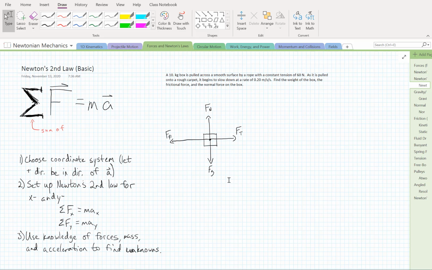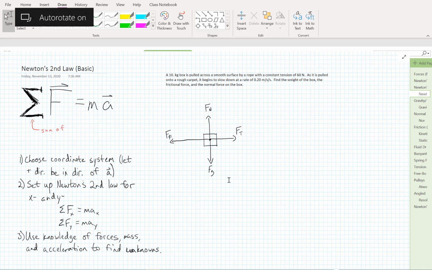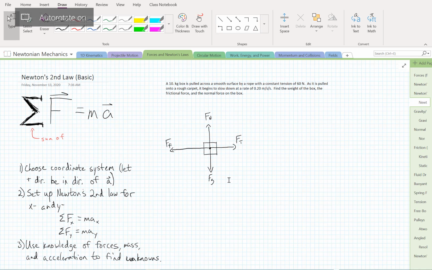Hey everybody, this is a quick video on using and setting up Newton's second law of motion to figure out force problems and free body diagram problems. So first of all, we know that Newton's second law says that the net force is equal to mass times acceleration. And all that means is that if we have a bigger force for a certain object, constant mass, we get a greater acceleration, whether it's slowing down, speeding up, or changing direction.